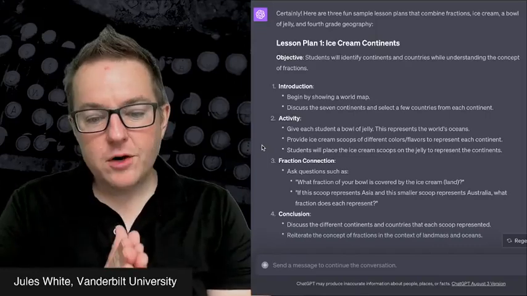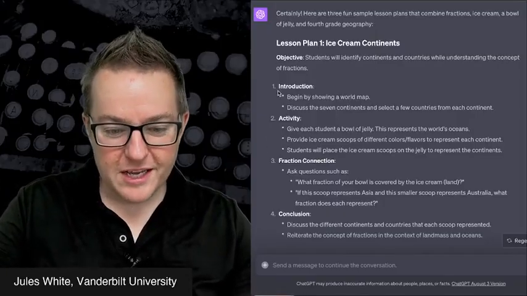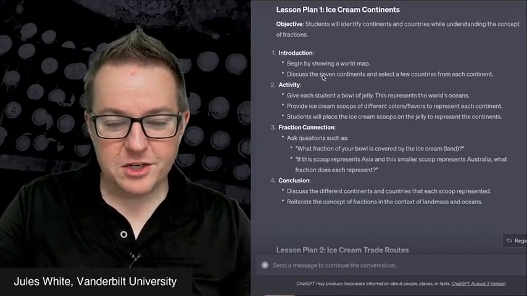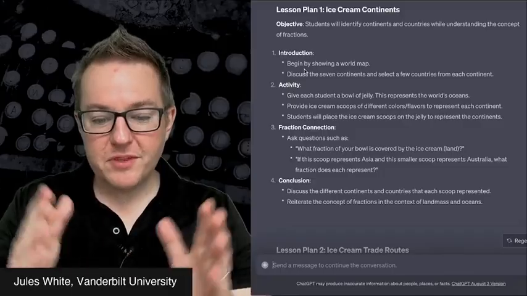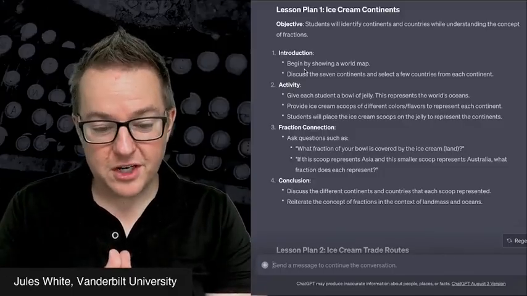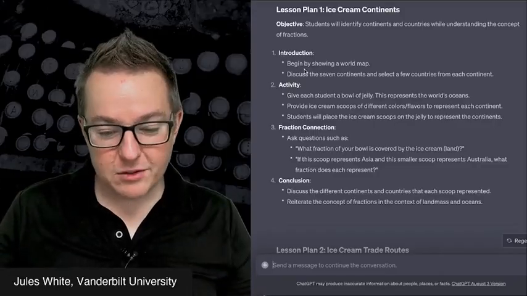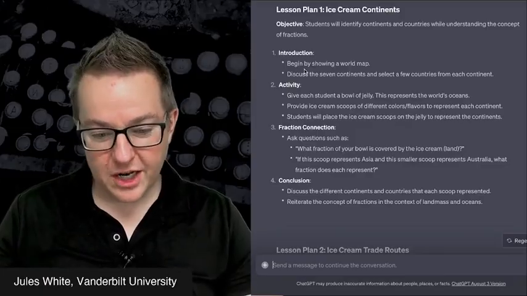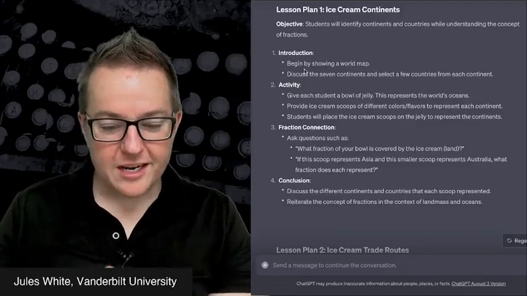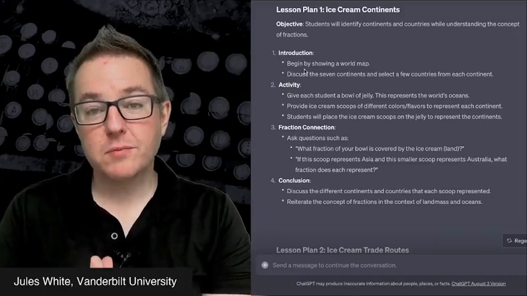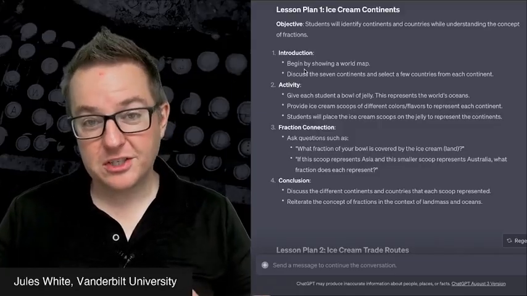It says, certainly, here are 3 fun sample lesson plans that combine fractions, ice cream, a bowl of jelly, and 4th grade geography. So the first one is ice cream continents. Students will identify continents and countries while understanding the concept of fractions. Begin by showing a world map, discuss the 7 continents, and select a few countries from each continent. Activity, give each student a bowl of jelly. This represents the world's oceans. Provide ice cream scoops of different color flavors to represent each continent. Students will place the ice cream scoops on the jelly to represent the ice cream continents. Fraction, ask questions such as what fraction of your bowl is covered by the ice cream? If the scoop represents Asia and this smaller scoop represents Australia, what fraction does each represent?